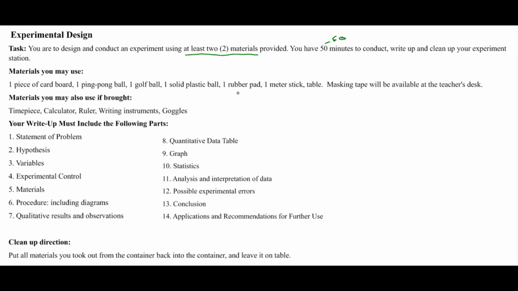Some other materials you could bring in if you wanted to would be something to time, a timepiece, a calculator, a ruler, something to write with, and goggles if you want. Now, you must include all of these, basically everything we just covered, and then clean up. So you have 50 to 60 minutes to conduct an experiment using at least 2, if not all of these materials, in an experiment that has data. You've got to have data that you can actually graph. So you've got to cover all of this information with an experiment that you're going to conduct.